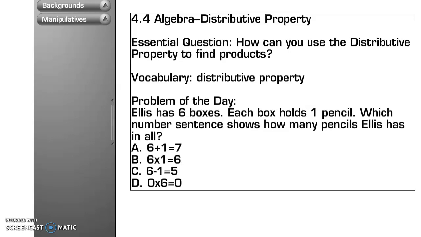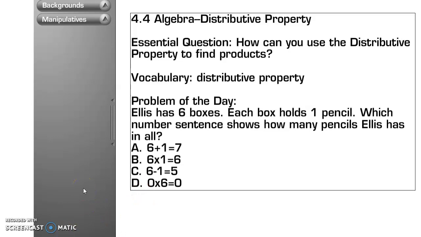Our problem of the day is Ellis has 6 boxes. Each box holds 1 pencil. Which number sentence shows how many pencils Ellis has in all? So again, he has 6 boxes and each one holds 1 pencil. So what we're going to do is the CUBES method. We're going to circle the numbers, which is 6 and 1. We're going to underline the question, which is which number sentence shows how many pencils Ellis has in all. And then we're going to look. We know that each pencil box holds 1 and he has 6 boxes.